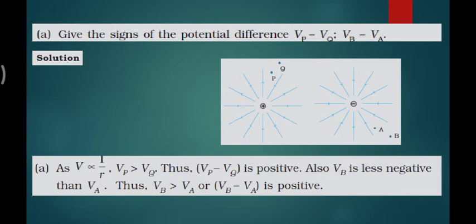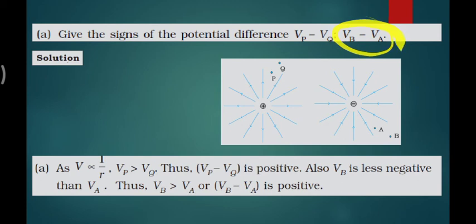I have one reason. V is inversely proportional to the distance. If the distance from the source to that point is more, the potential will be less. So the potential at point P will be more because it is nearer to this charge, and the potential at point Q will be less than at P because it is farther than P. That's why Vp is greater than Vq. Then obviously the subtraction will be positive. This is the answer to this question.